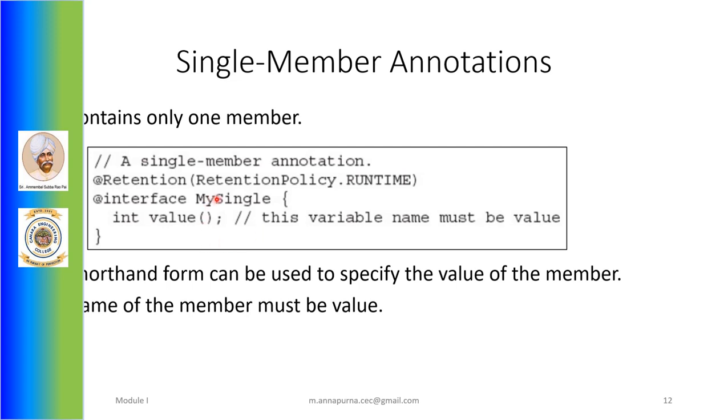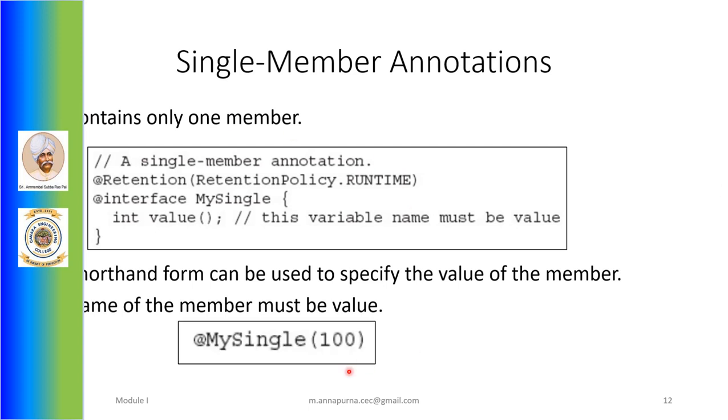Whenever this MySingle annotation is being applied on any member, we just need to provide the value for this annotation member value. We need not specify it as value equals some integer value. That is, when I apply the MySingle annotation on any method, I just need to provide the integer value. So this integer value 100 will be assigned to the annotation member value of annotation MySingle.